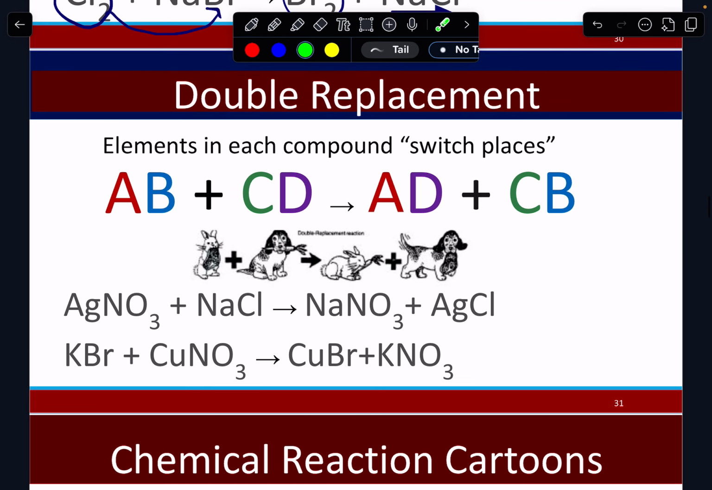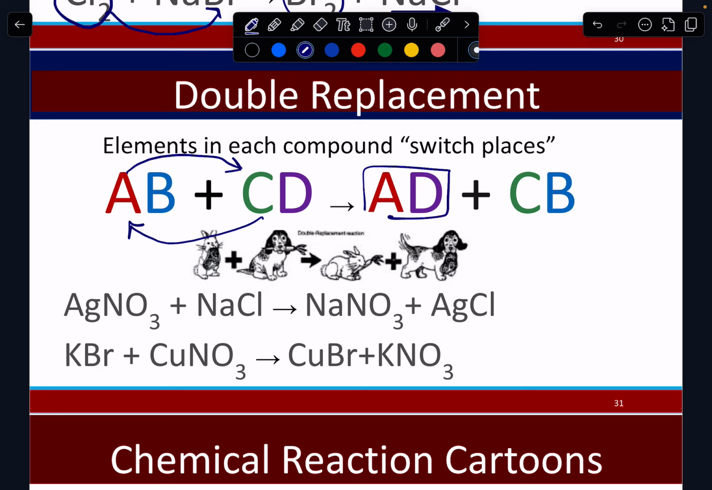A double replacement is going to be now where you have elements in each compound. So you're going to have two compounds. And in this case, I have A and B and C and D. And what's going to happen is the A is going to push out the C, and they're going to switch partners. So A is now going to be partnered up with D, and C is now going to be partnered up with B. So they just swapped places, swapped partners.